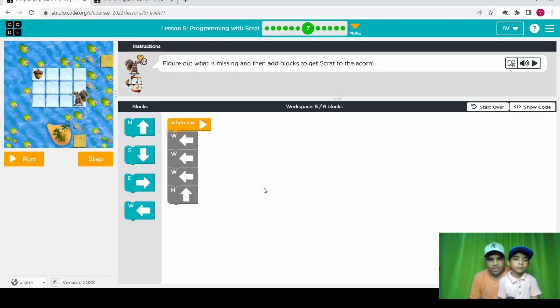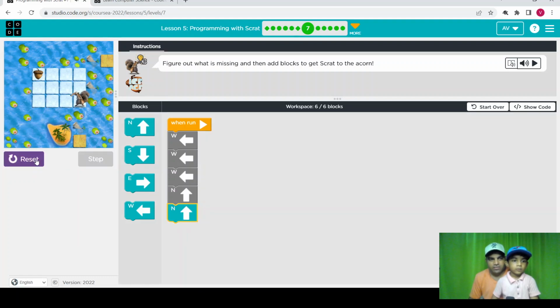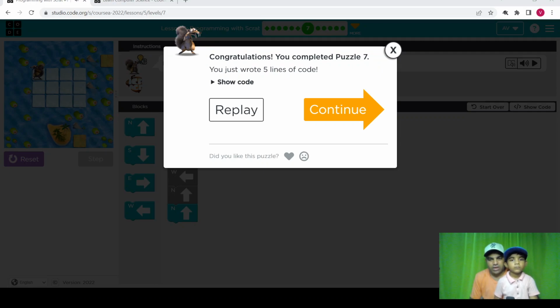So here is the next level. We need to fix what is missing. We need to figure out what is missing in this code, and we need to help Scrat reach the acorn. So let's see. I just need one north. Okay, one more step north. Okay, let's run it. Okay, so let's move to the next puzzle.